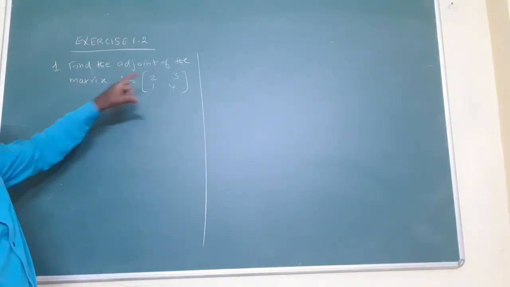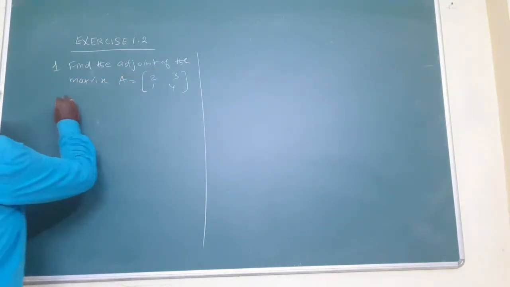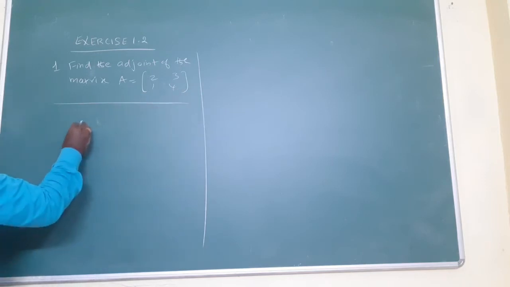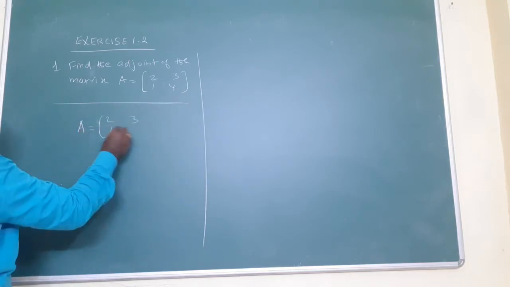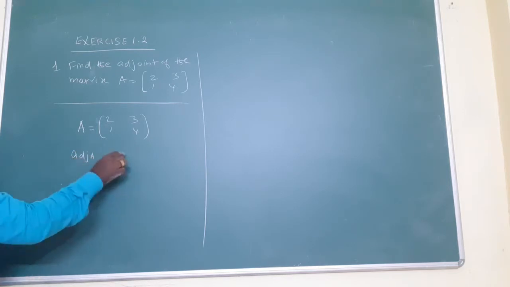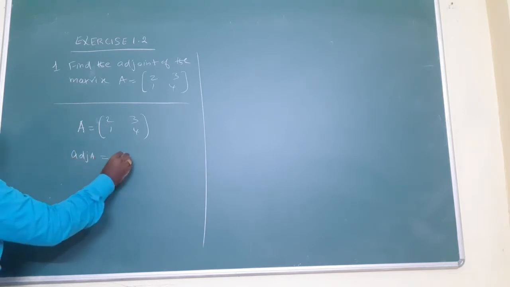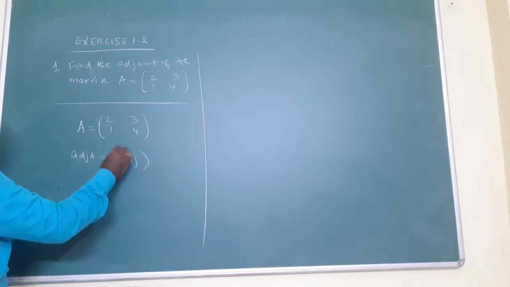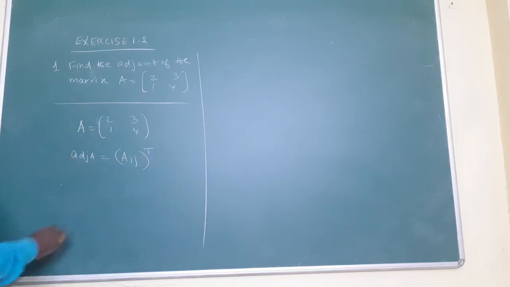Find the adjoint of the matrix A. This is the question. Given A equal to 2, 3, 1, 4, a 2 cross 2 matrix A. What I told you, Adj is asked. Therefore, adjoint of A, short form Adj, is equal to the cofactor matrix transpose. This is the formula. Now, with a 2 cross 2 matrix, it is a very simple concept.